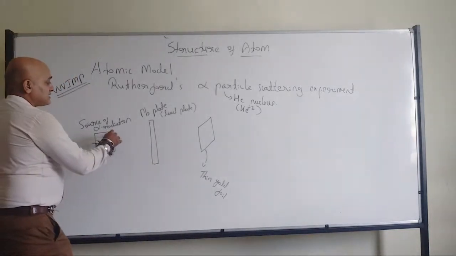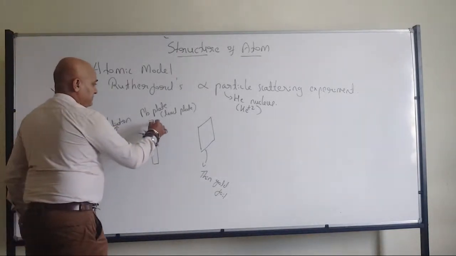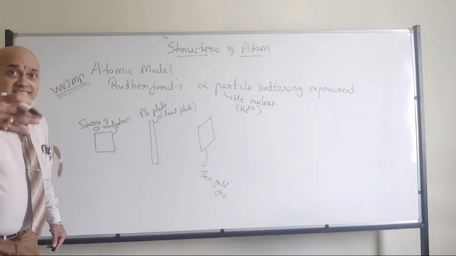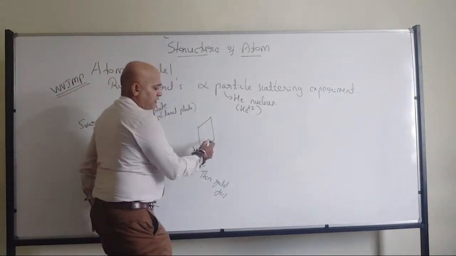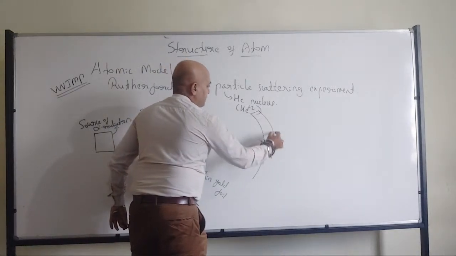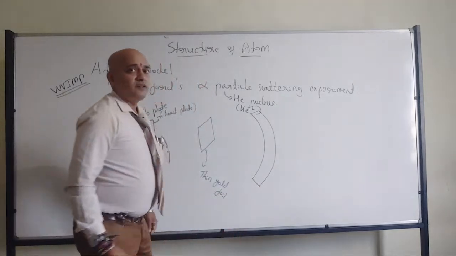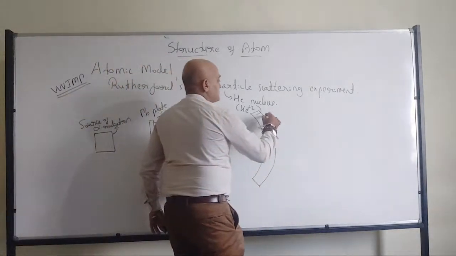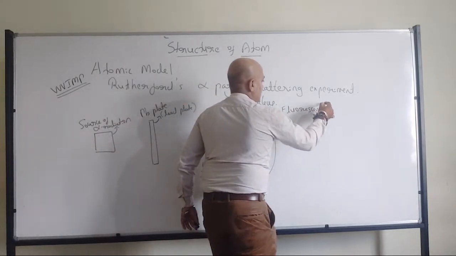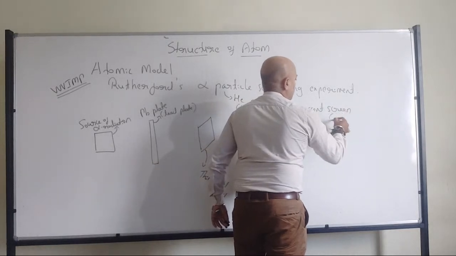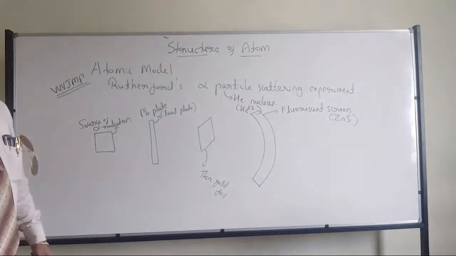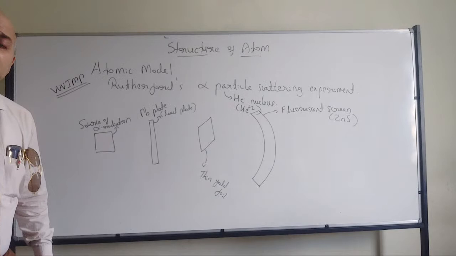So this is the source of alpha radiation, and this is the lead plate. Why do they use a lead plate? To filter the excess radiation. Then they kept the thin gold foil, and after the gold foil they put a fluorescent film, or fluorescent screen, which is made of zinc sulfide. All of you have understood?